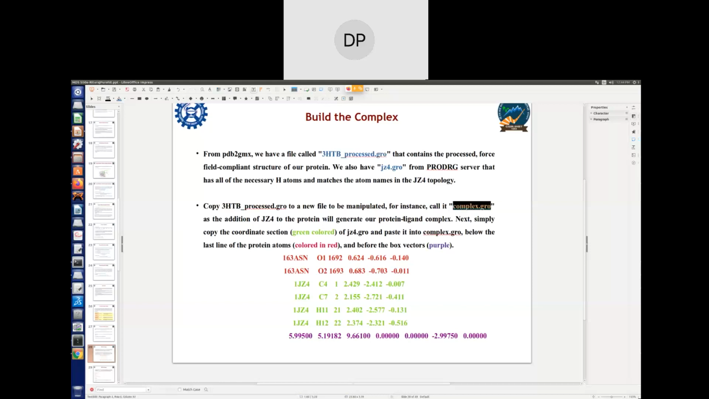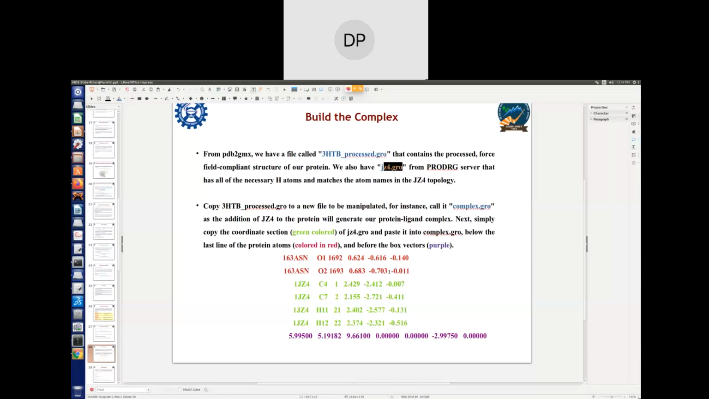So whatever coordinates are present in the JZ4 gro file, we'll copy them and paste them at the extreme bottom, and the same number of atoms, suppose we have 32 or 39 or 52, whatever atoms are present in the ligand gro file, we'll update it in the complex gro. We'll add the protein coordinates, and we'll add this ligand coordinate also. We'll write it on the top.